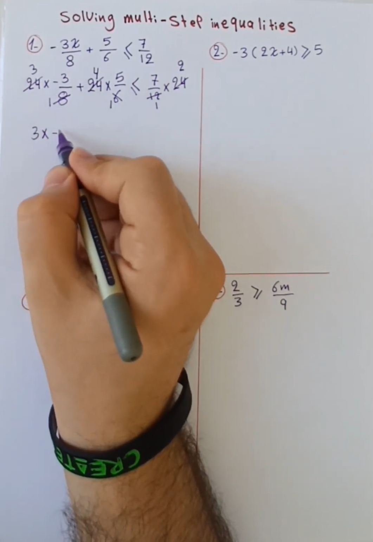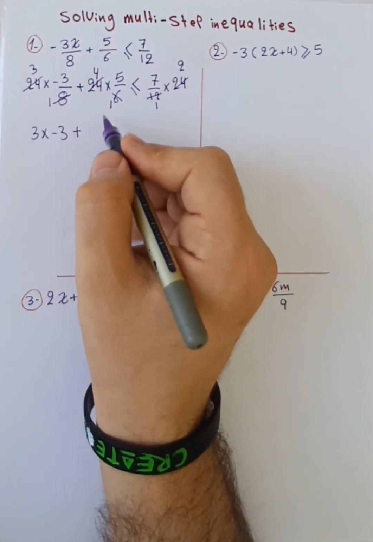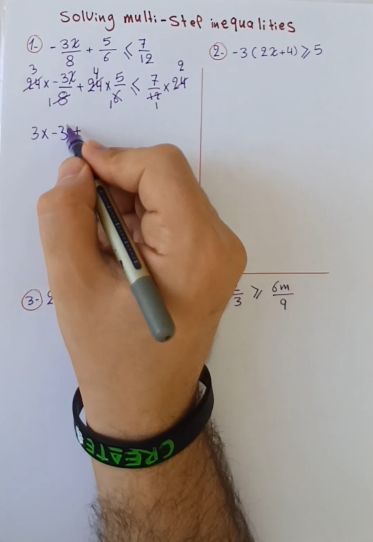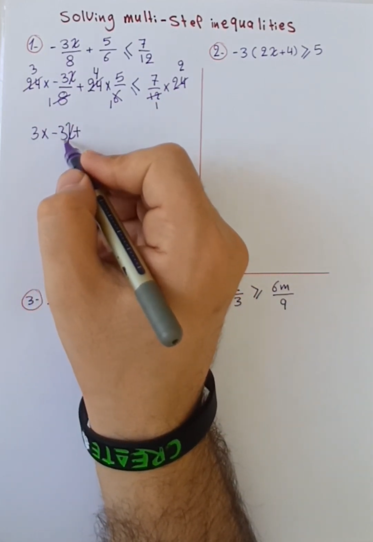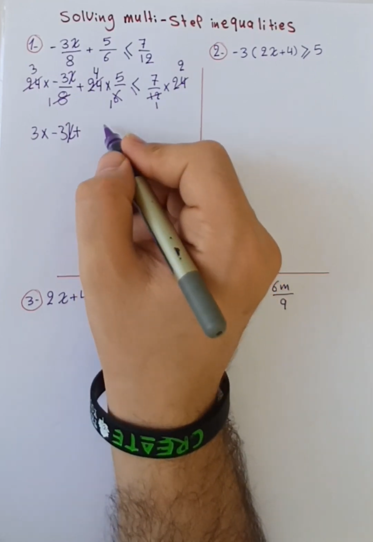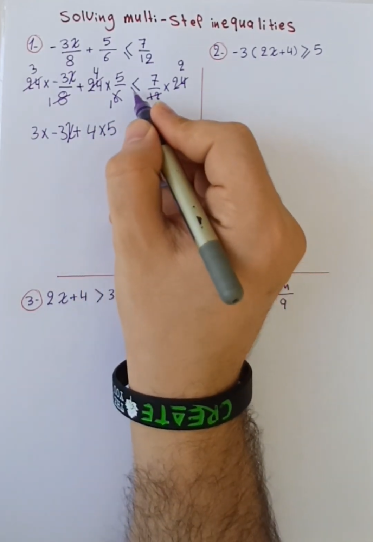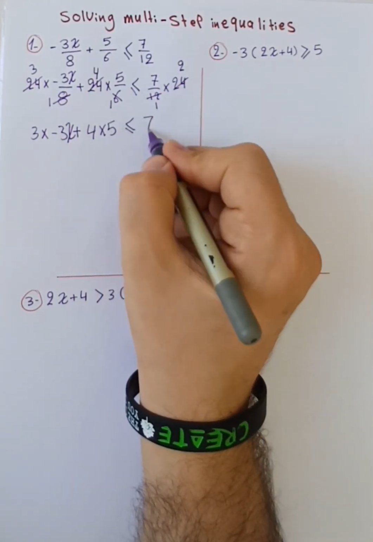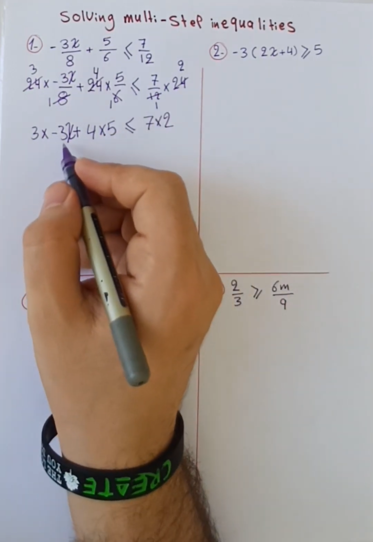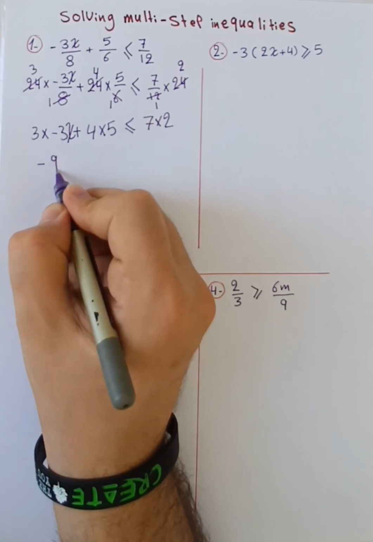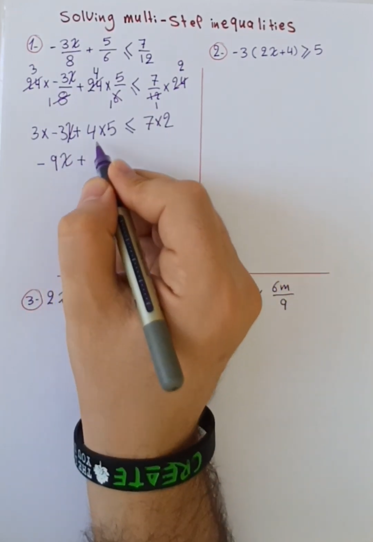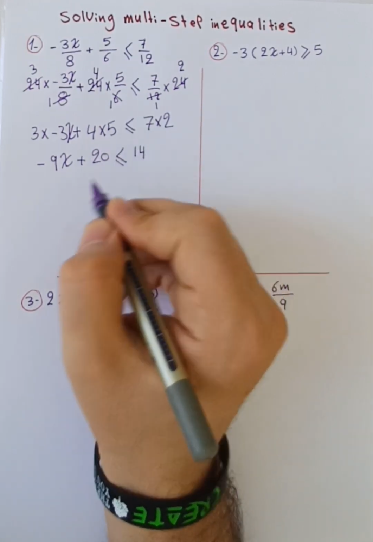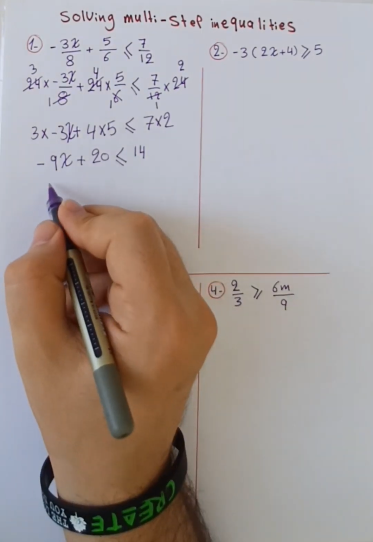Now we have 3 times negative 3x plus 4 times 5 less than or equal to 7 times 2. 3 times negative 3x equals negative 9x, plus 4 times 5 is 20, and 7 times 2 is 14. Now we can combine the like terms.